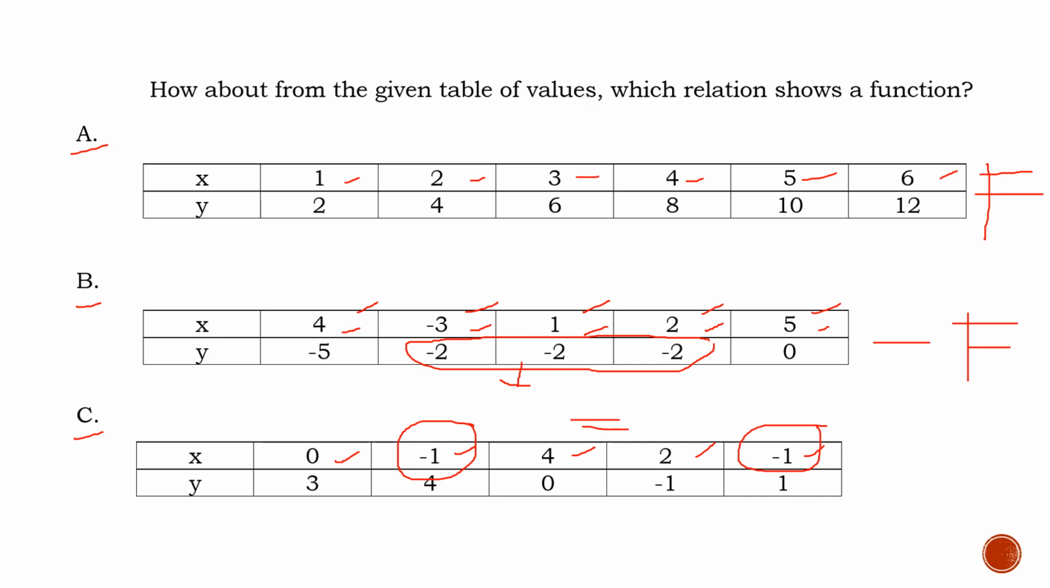So by simply looking at these values, we can decide if this relation shows a function or not, by assessing if there is a repetition in your x value. Since there is a repetition in your x value under your table C, then this table is a relation but not a function.